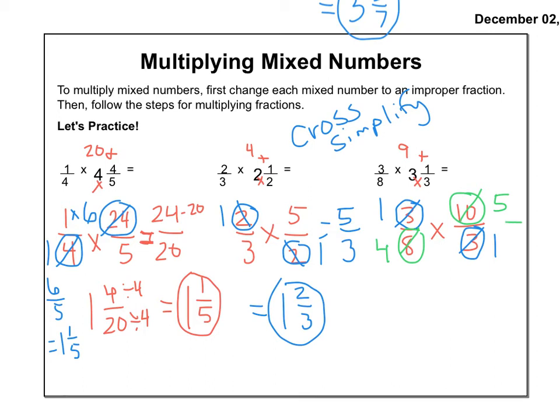Now we're left with 1 times 5 in the numerator, which is 5, and 4 times 1 for the denominator, which is 4. Now it's still an improper fraction, but it's simplified already. 4 can go into 5 one whole time, and there's 1/4 left over. So 1 1/4 would be our final answer.